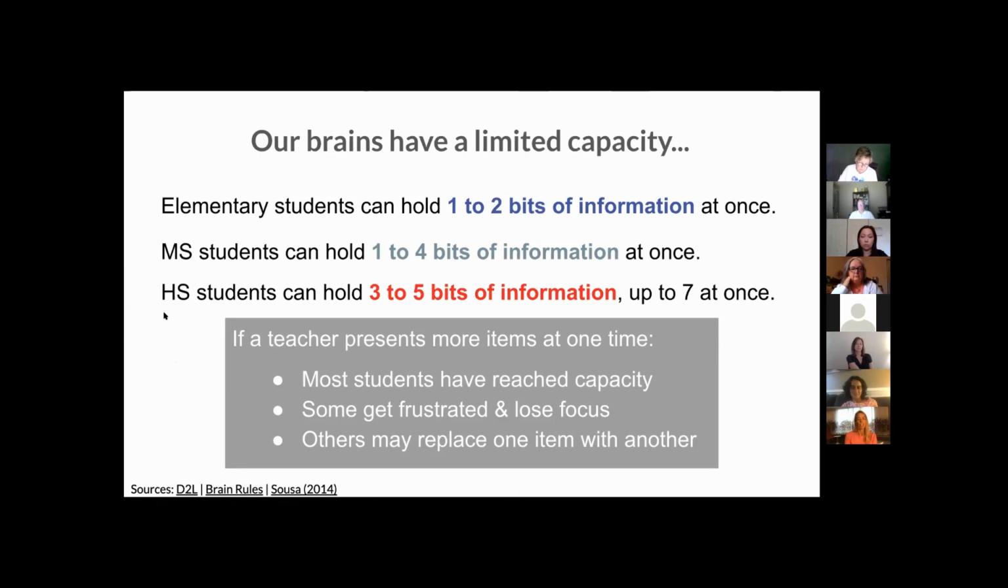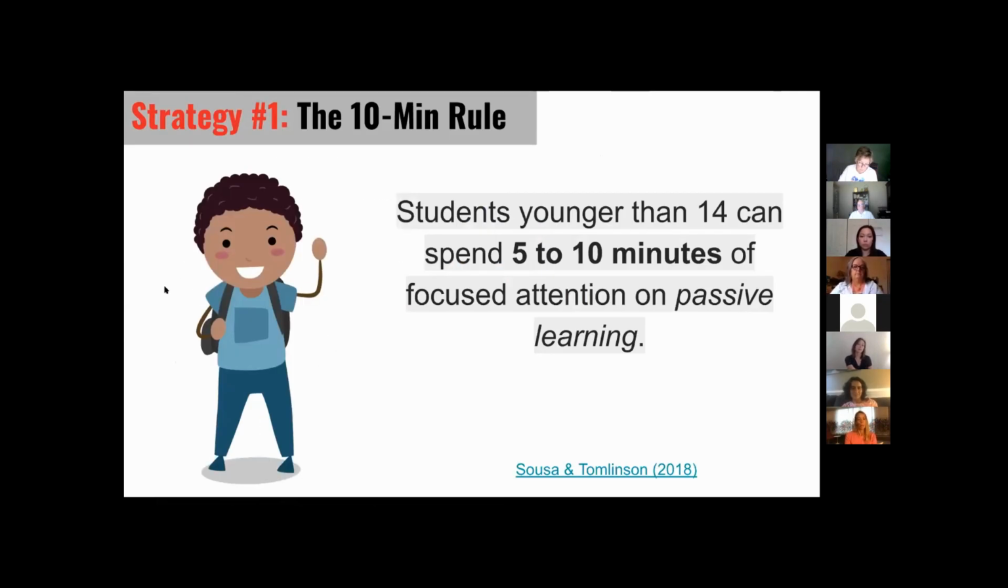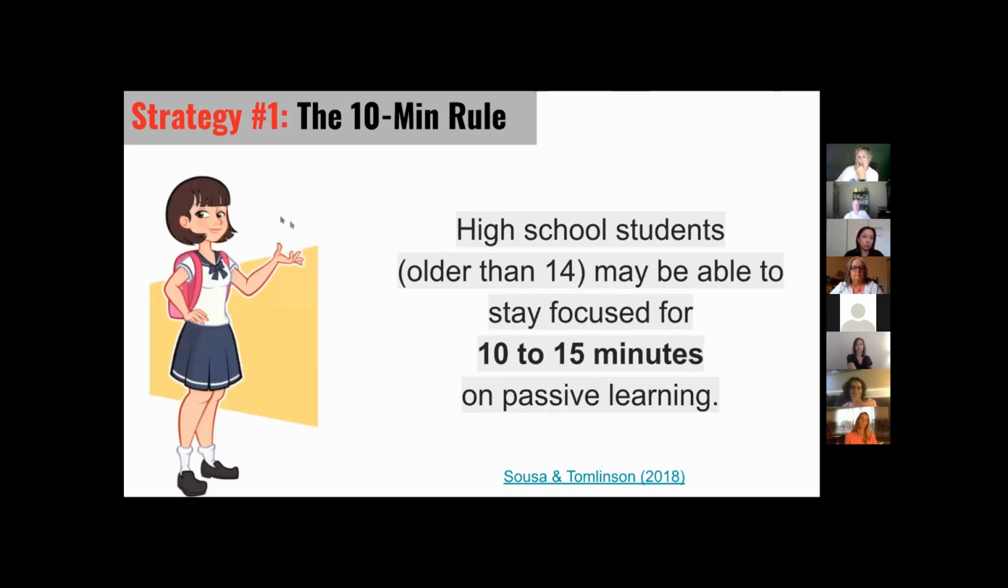And so on the next slide, you'll see that younger students can really only spend about 5 to 10 minutes on information focused on passive learning. We're going to talk in just a minute about what that passive learning is. Again, all of this is age and developmental, some students might mature more quickly, others a little bit longer. But for our younger students, younger than 14, it's about 5 to 10 minutes. On the next slide, you'll see our high school students, or students older than 14, about 10 to 15 minutes. Again, this is on passive learning, and this comes from the research of Sousa and Tomlinson.